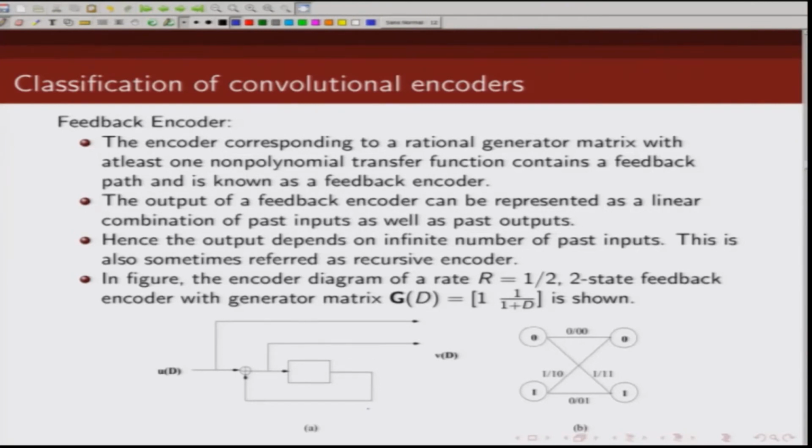This is a rate 1/2 code. You can see for one input we have two outputs, and its generator matrix is given by this. This is its corresponding state diagram for this feedback encoder.